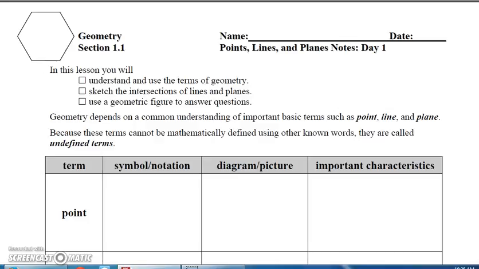So we'll jump right in here, and what we're starting off chapter 1 with is these things called undefined terms. And you've heard these before, or at least a couple of them, in algebra. It's point, line, and plane. The reason why we call them undefined terms is because even though we can talk about them and discuss how we're going to use them and what they mean to us in math, there's not really a way that we can give you an exact example in real life.